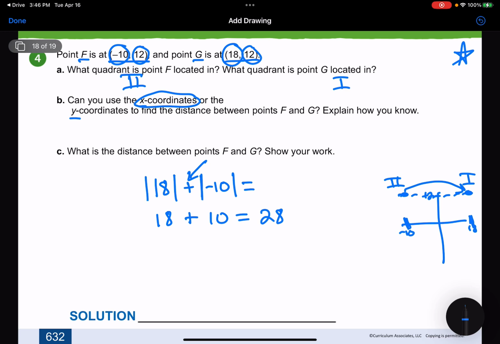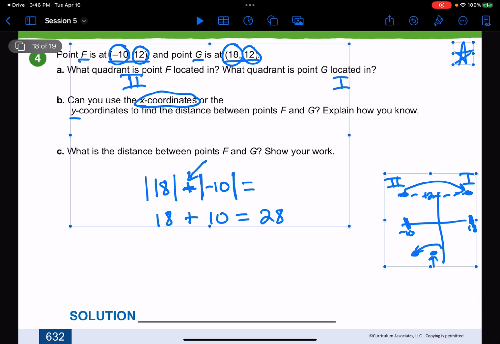Okay, that's the distance. In this case, it wouldn't have mattered if you put the absolute value of -10 first, just because we're adding. When you're dealing with points that are in the same quadrant, though, definitely make sure that you're putting the one that's further away first minus the one that's closer to the axis. Okay? Anyway, that's it for these.